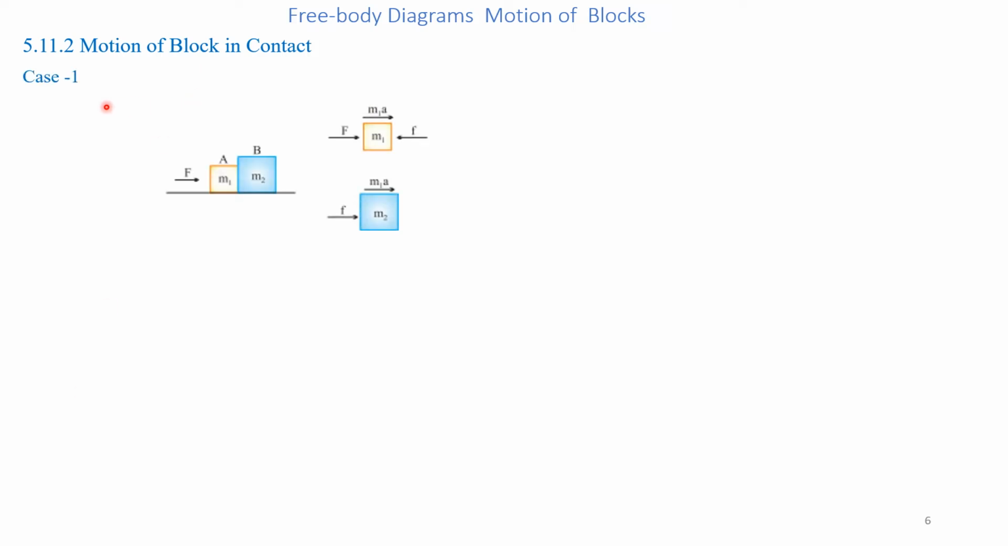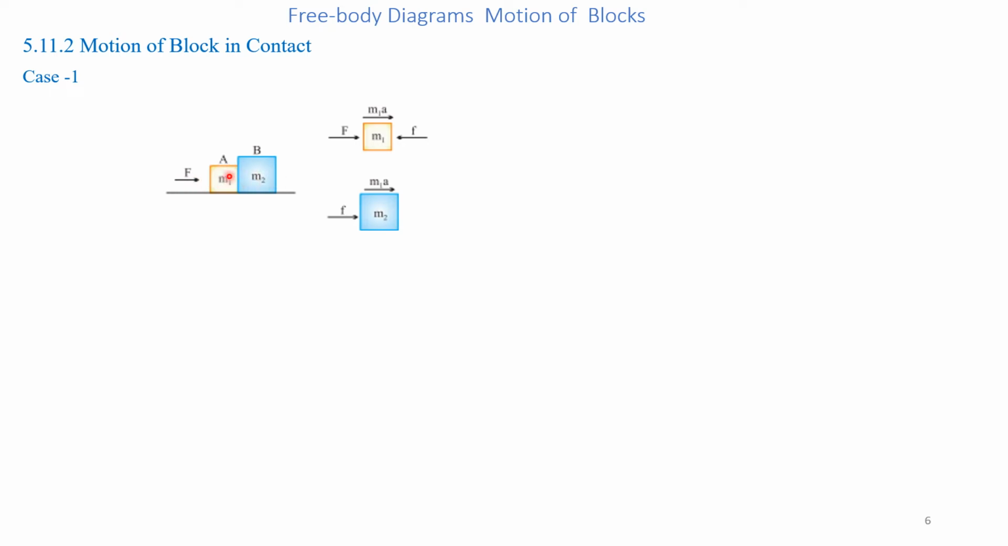Now we will consider some more free body diagrams of motion of blocks. Motion of blocks in contact, that is when two blocks are touching each other. Please see the diagram, case 1. Blocks A and B are touching one another. The mass of block A is M1 and the mass of block B is M2. And the force is applied as shown in the diagram, from left to right in the direction of the arrow.